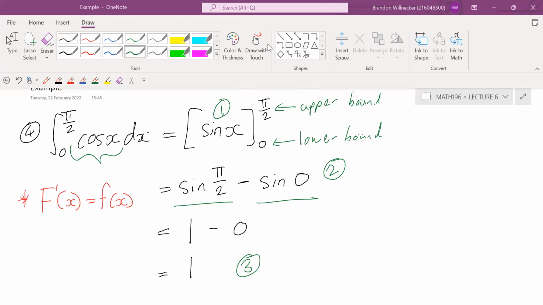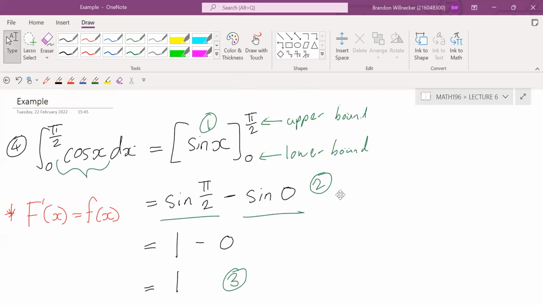Okay, so that's it for today. I just wanted to introduce the idea of FTC Part 2. In the next lecture, we will be going through the proof. That's important, to know where these things come from. And then we will be doing some more examples and then getting into the idea of indefinite integrals.